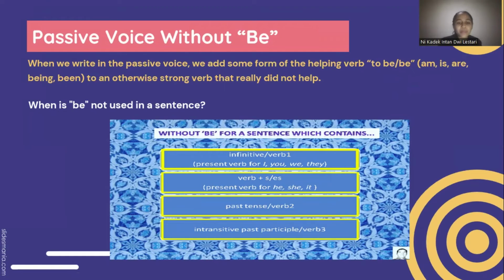We don't use be or to be for a sentence which contains the first one, the infinitive or verb 1, and then verb plus s or es, and then past tense or verb 2, and the last is for intransitive, past participle or verb 3.